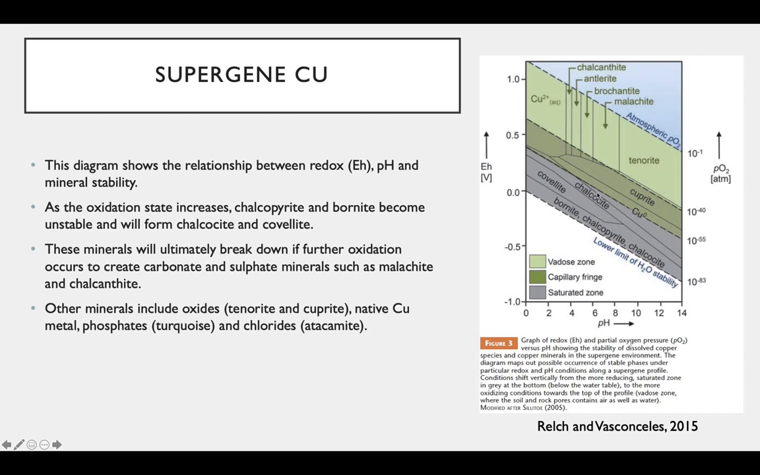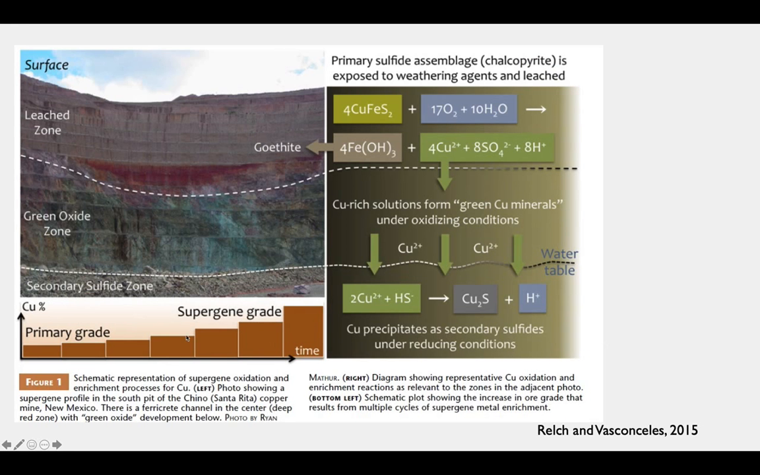And then these minerals will further break down to get malachite and things like that. And that's commonly what's seen in supergene blankets for most porphyry deposits. And so here's an example. Here's our leach zone. This is predominantly goethite, so iron-rich sort of gossan.